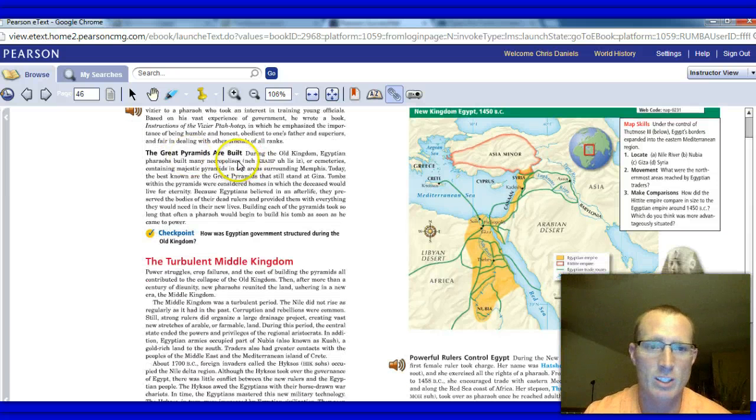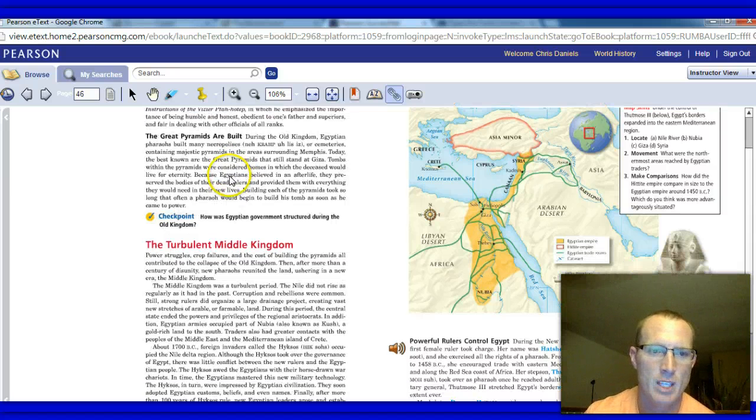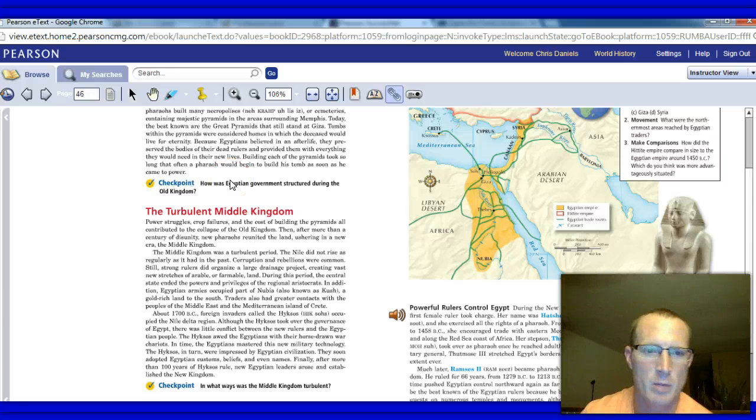Next thing that we see in the Old Kingdom is the building of the Great Pyramids and the development of a necropolis. This is kind of a fun word. Necro means dead, and polis is a city. This is a dead city, and it's still standing today. The pyramids at Giza are still a functioning necropolis. The turbulent Middle Kingdom.